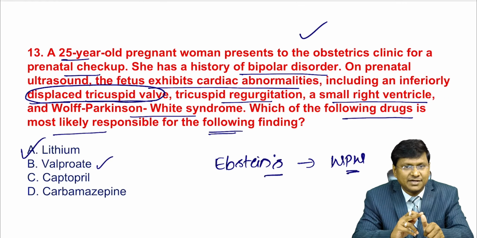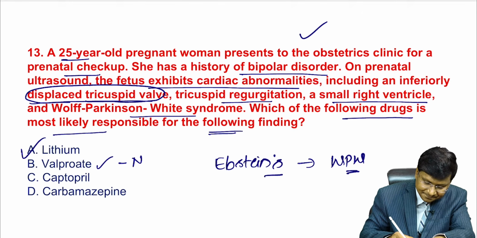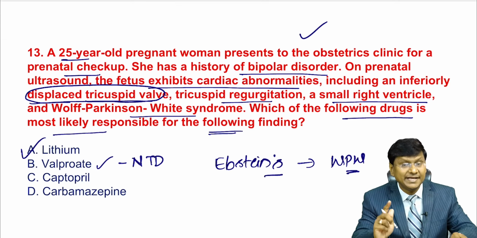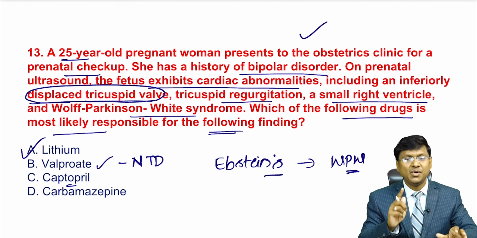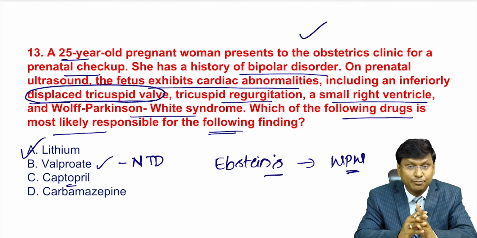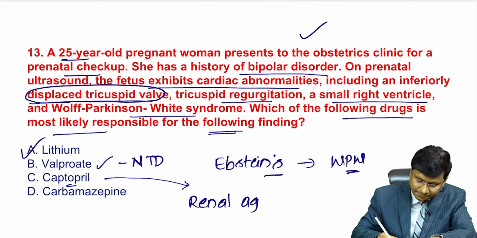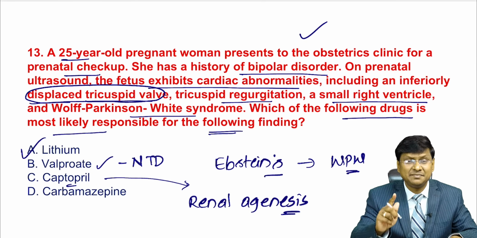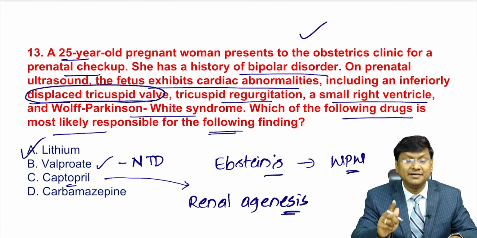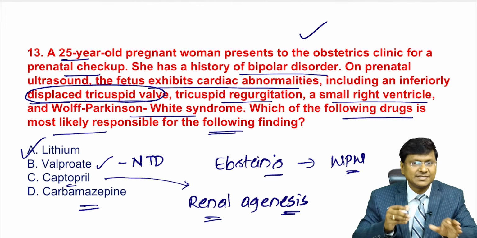Valproate is an anti-epileptic drug that is being associated with increased risk of neural tube defects, right? Increased risk of neural tube defects. Whereas you take this captopril. Captopril is an ACE inhibitor. When it is taken in pregnancy, it is associated with renal agenesis, right? Associated with renal agenesis. That is the reason why these ACE inhibitors are absolutely contraindicated in pregnancy, because it can cause renal agenesis in the fetus. Whereas you take this carbamazepine.